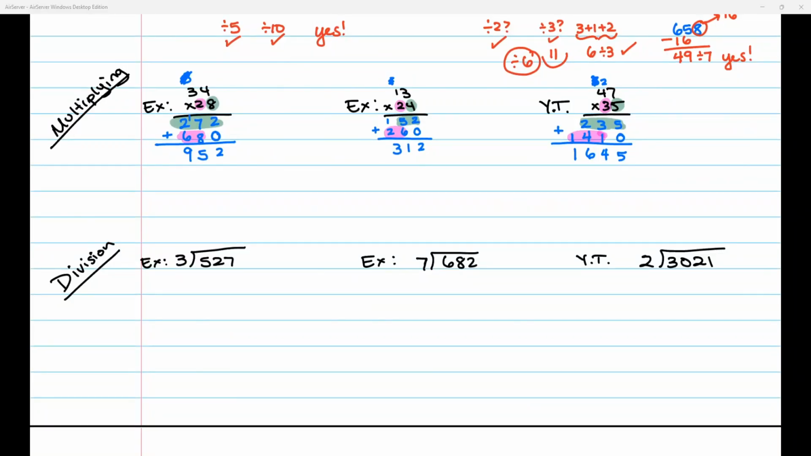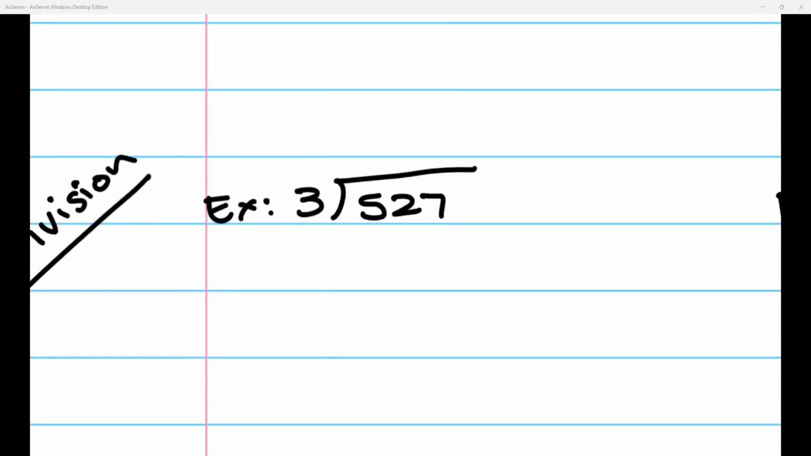Oh my goodness, we are almost done. We are moving on to long division. Long division is a process. Let's see if we remember it. The first thing we're going to do is take that number on the outside.